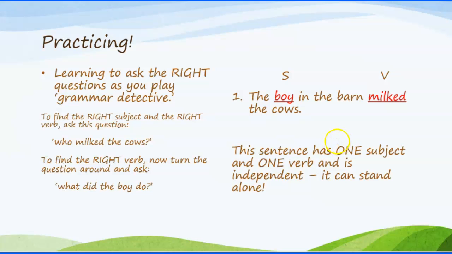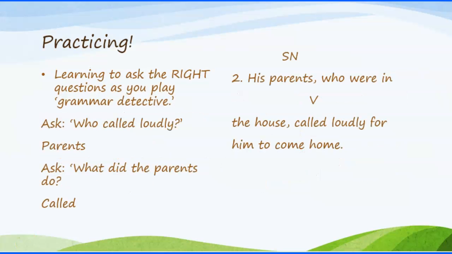So, if you were in 3rd grade right now, you would be learning to find the subject, which is boy, and the verb, which is milked. This sentence has one subject and one verb, and it is an independent clause. It can stand alone. But rarely are our sentences this simple, and that is nice. This is a simple sentence, and it is nice that it was pretty easy to work through.